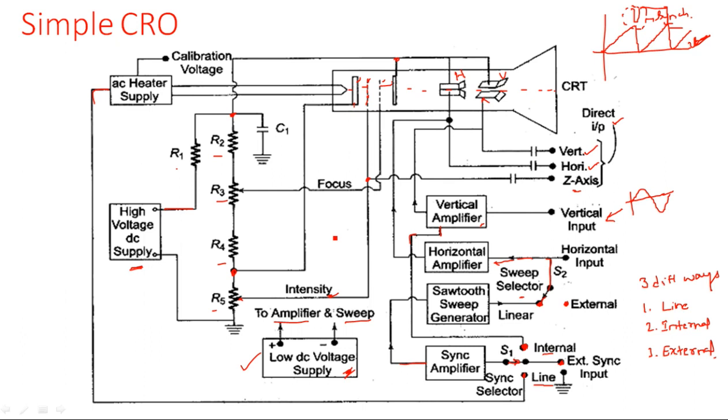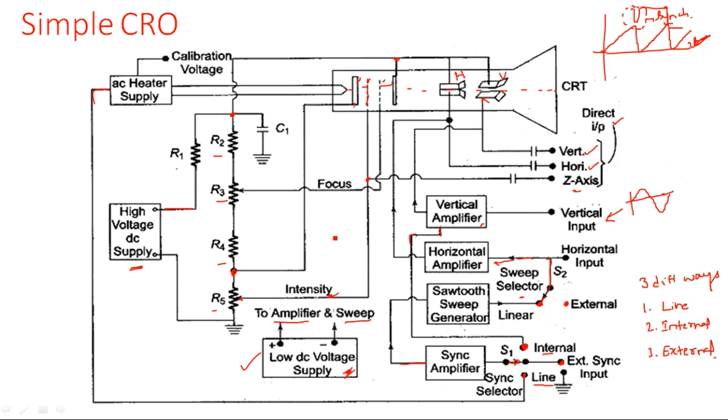There is nothing here, very simple. The horizontal deflection system is there, and the vertical deflection system is there. Whatever signal we want to view on the screen is directly given to the vertical deflecting plates, which is the vertical input. The output of this vertical amplifier is given as an internal signal to select the trigger pulse, and the other two are coming from the external supply as well as the line supply.